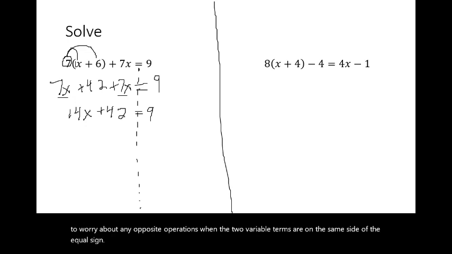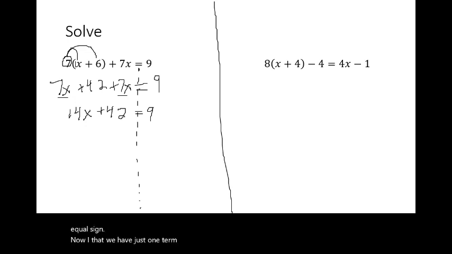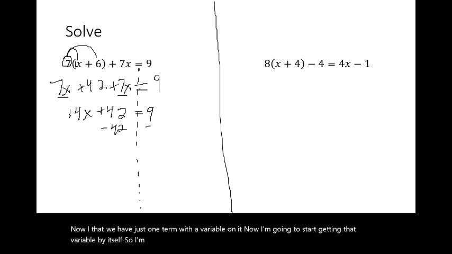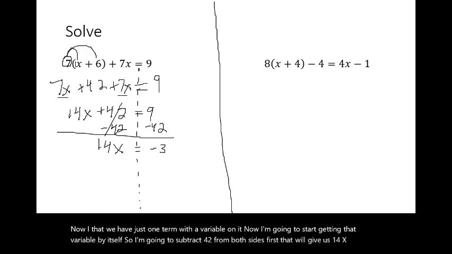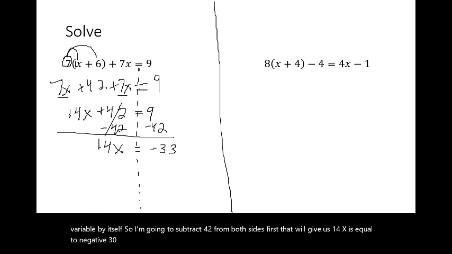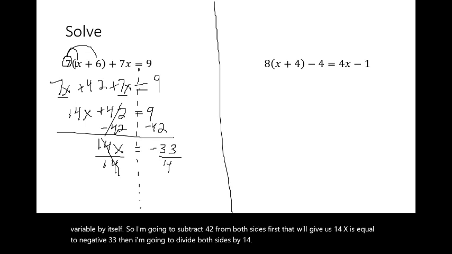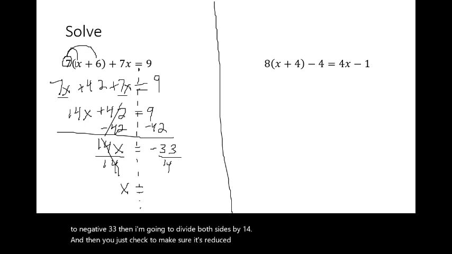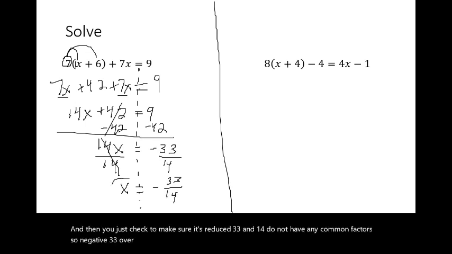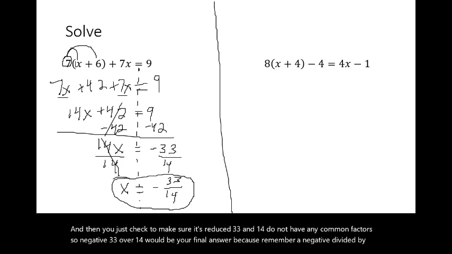Now that we have just one term with a variable on it, I'm going to start getting that variable by itself. So I'm going to subtract 42 from both sides first. That will give us 14x is equal to negative 33. Then I'm going to divide both sides by 14. And then you just check to make sure it's reduced. 33 and 14 do not have any common factors, so negative 33 over 14 would be your final answer, because remember, a negative divided by a positive is a negative.